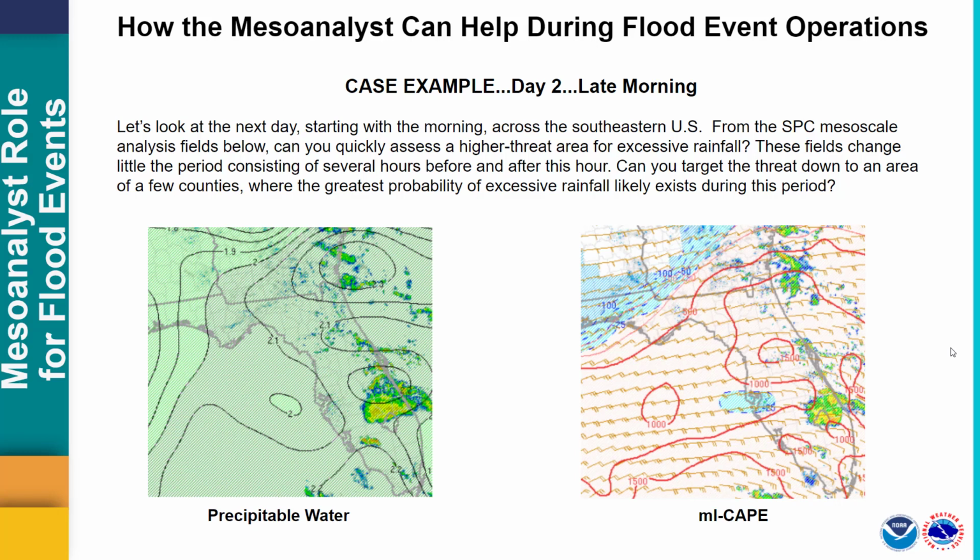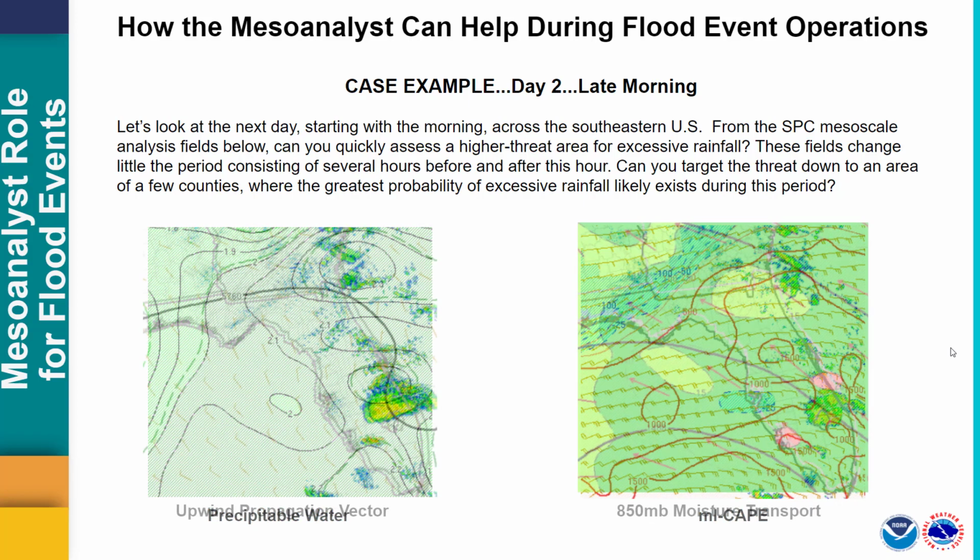First, we see on the precipitable water plot a fairly uniform area of just above 2 inches of precipitable water across the entire Florida peninsula. Now, on the ML CAPE field to the right, we also see a broad area of moderate CAPE of 1,000 to 1,500 joules, again covering the entire Florida peninsula. Well, these are suggesting a widespread event over the entire peninsula.